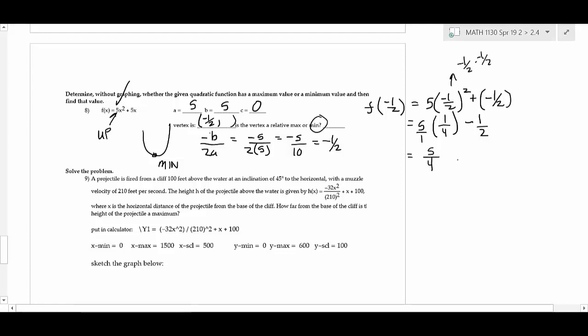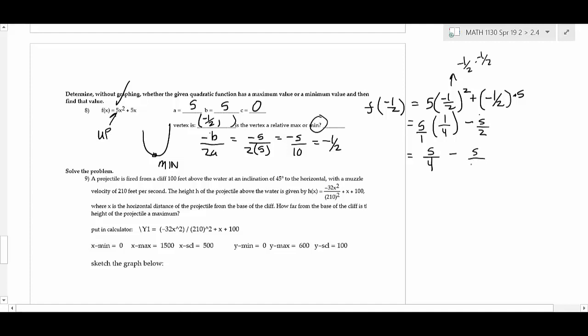Did the teacher do something unnecessary or what? Oh, I forgot the 5. Thank you. I was just talking to you about not getting enough sleep. That's my excuse. All right, so that's negative 5 halves. Thank you. That has to be multiplied by 5, so that would be negative 5 over 2. Now we're in good shape.